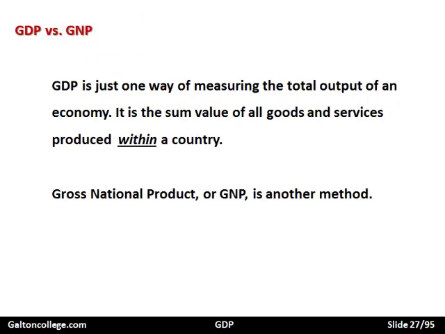Now, GDP versus GNP. Well, GDP is just one way of measuring the total output of the economy. It's the sum value of all goods and services produced within the country. So GDP is goods and services produced within the country. Gross domestic product. Domestic, within the country. Gross national product, or GNP, is another method.